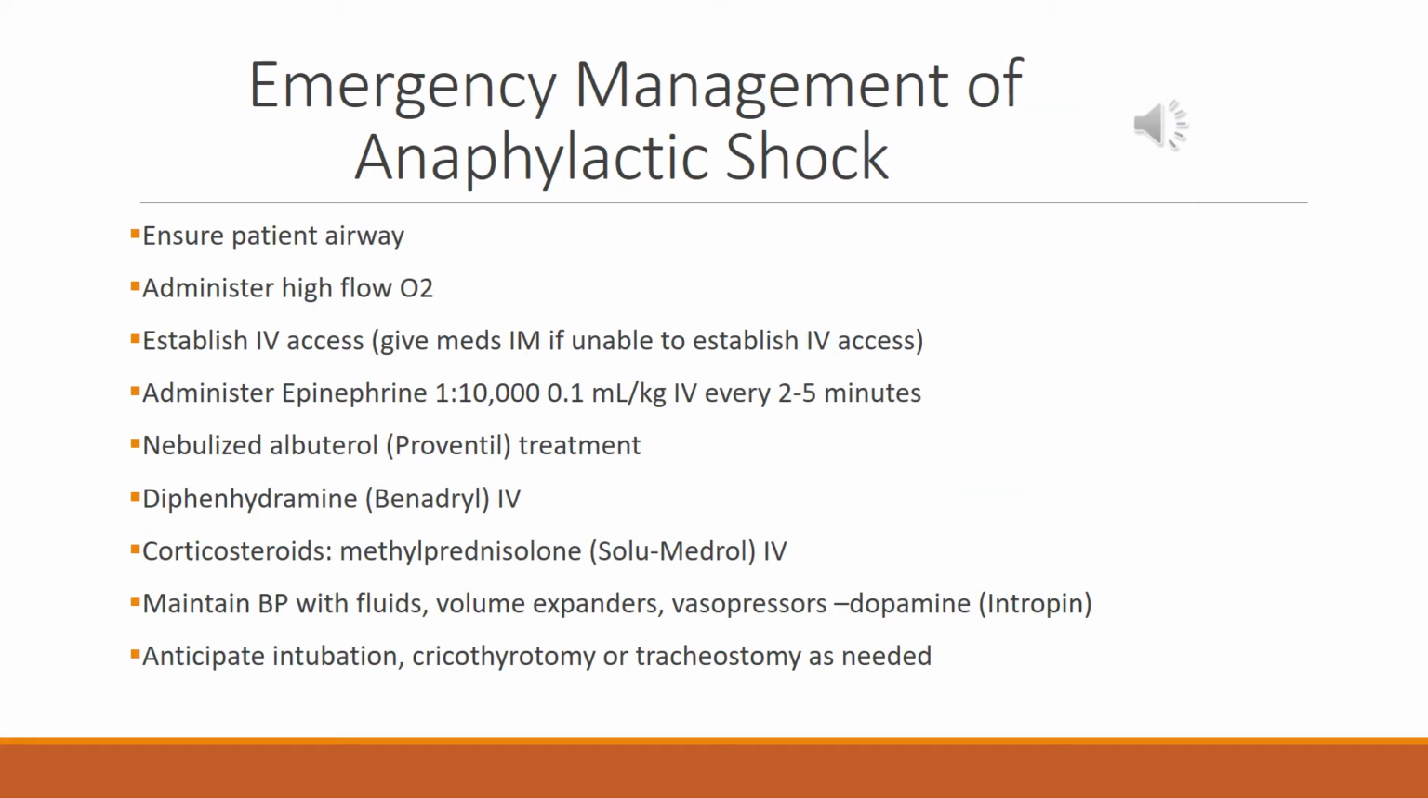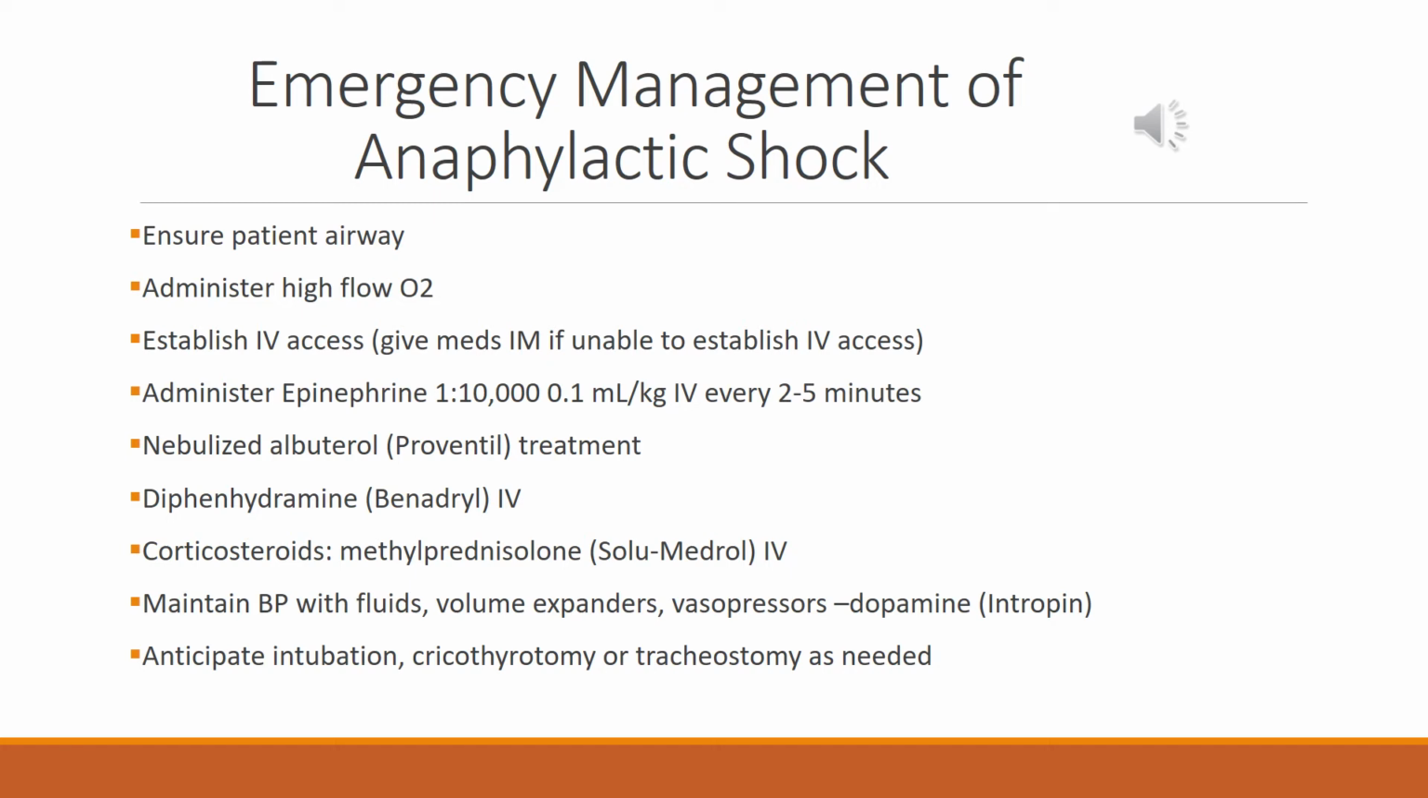So our emergency management behind anaphylactic shock, we're always going to think first, we're going to do what? We're going to ensure that the airway is patent. Next, you can administer high flow O2 if you have it on hand, like in the hospital. Make sure they have IV access established. You can give them epinephrine every 2 to 5 minutes. And what's epinephrine do? It dilates the bronchioles, it constricts the blood vessels, and it improves cardiac contractility.